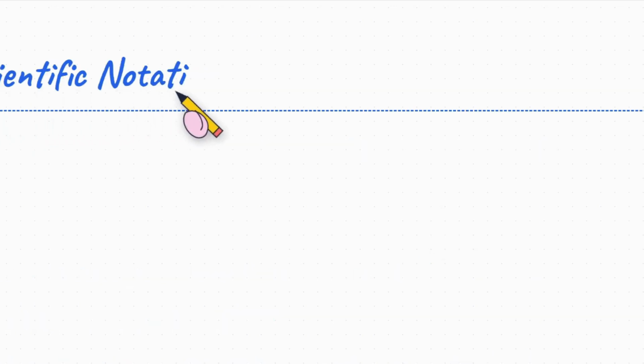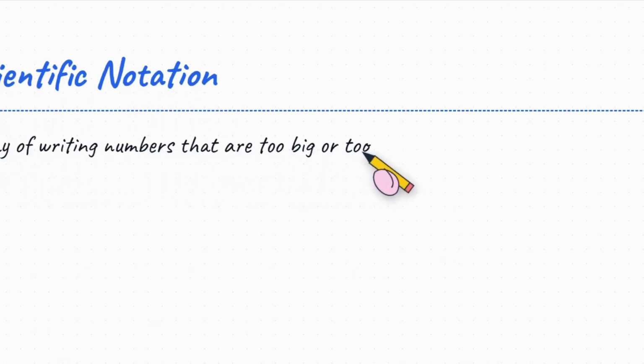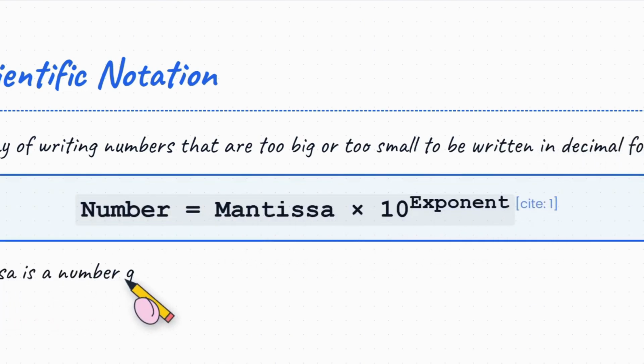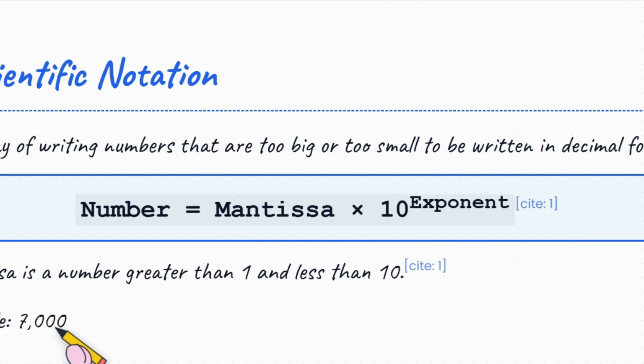Scientific notation is an easy way to write numbers that are too big or too small. It uses a mantissa multiplied by 10 raised to an exponent, making arithmetic operations much easier.